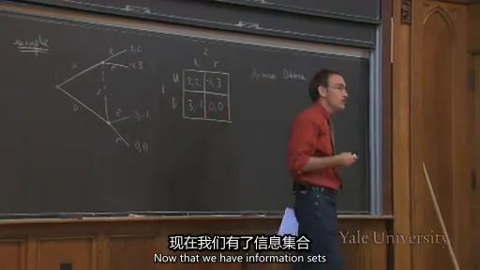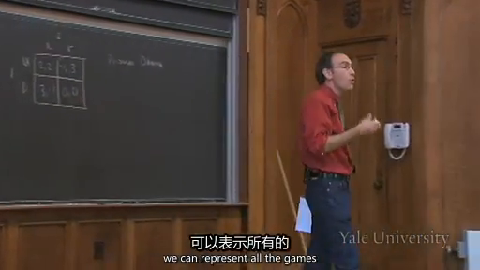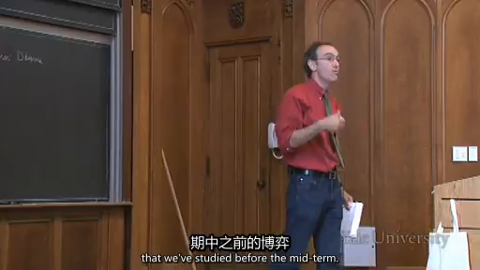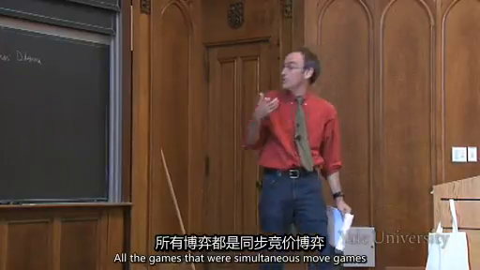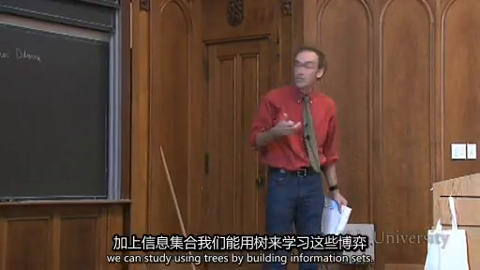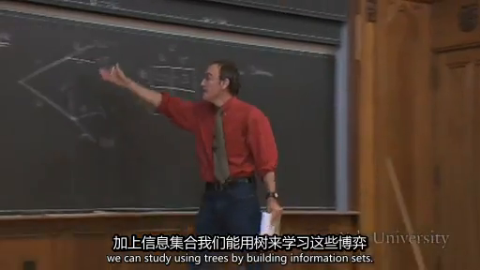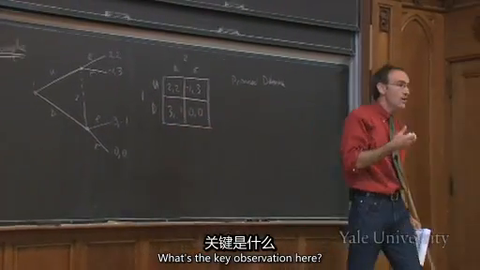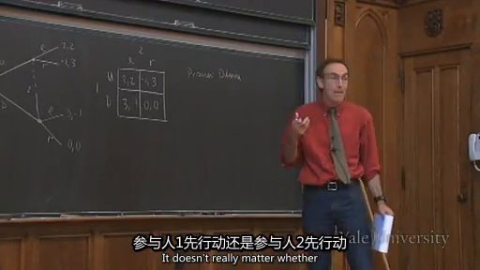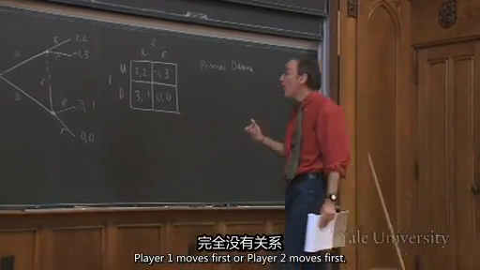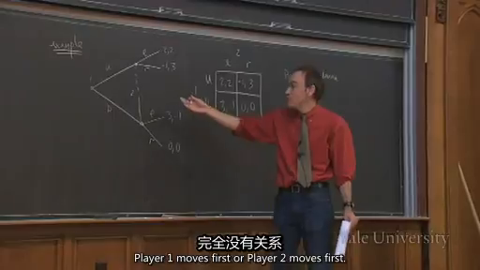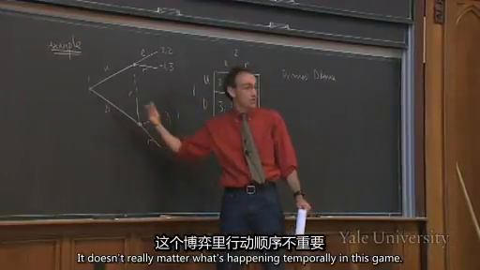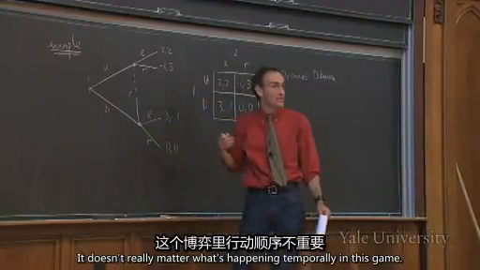Now that we have information sets, we can represent all the games that we studied before the midterm, all the games that were simultaneous move games, using trees by building information sets. Okay? And what's the key observation here? It doesn't really matter whether player 1 moves first or player 2 moves first. It doesn't really matter what's happening temporally in this game.